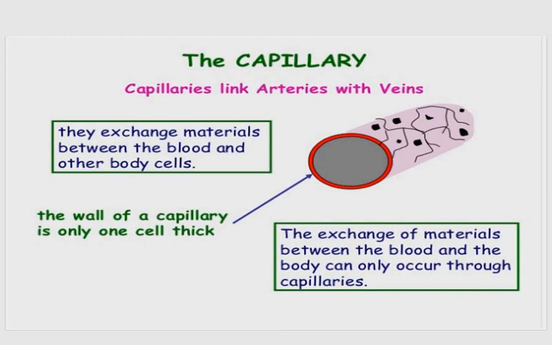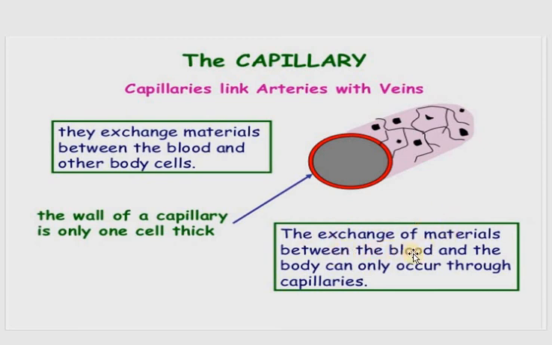Capillaries are small blood vessels that join the veins and arteries. The walls of the capillaries are very thin. Materials in the blood can pass through the capillary wall easily. So this is the linkage between artery and vein, and the exchange of material between the blood and the other body cells. The wall of the capillary is only one cell thick. It means it is very thin. So exchange would be easy.